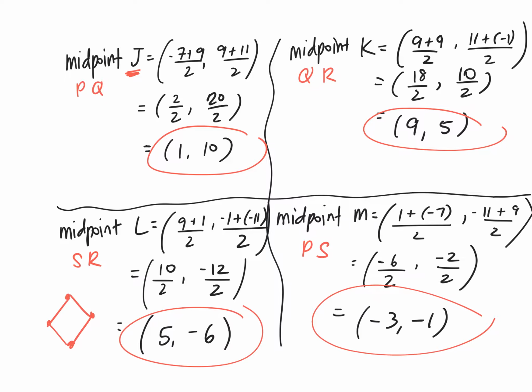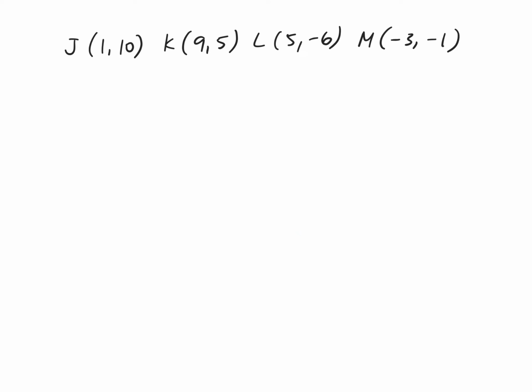How are we going to use this information to prove that it is parallel, that it's a parallelogram, I mean? We're looking for the slopes now. So we're going to find the slope of JK and the slope of ML, right? If those two slopes are the same, then we know those two sides are parallel, and then we're going to find the slope of MJ and KL. And if they're the same, then we know those two sides are parallel, and that will prove that it's a parallelogram.